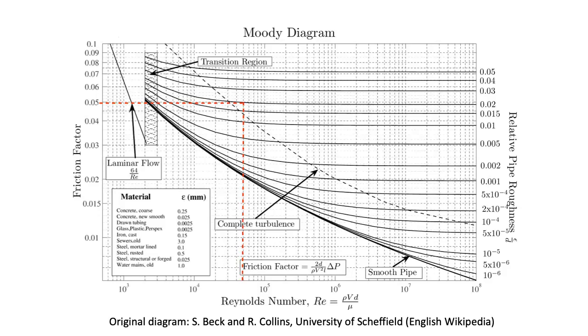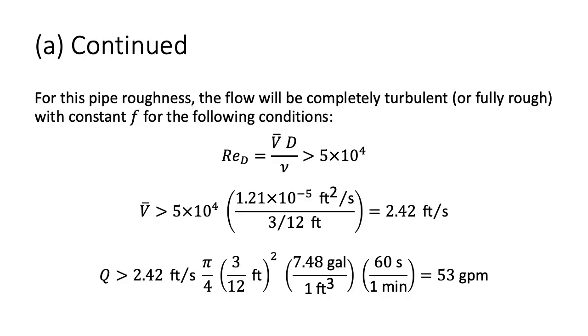Next, we will take a look at the Moody diagram, which plots friction factor versus Reynolds number and relative roughness. For our relative pipe roughness of 0.02, as long as the Reynolds number is above 50,000, the flow is in the completely turbulent or fully rough zone, where the friction factor remains constant with Reynolds number. To verify if we will be in the completely turbulent zone, we will calculate the velocity and volumetric flow rate that corresponds to this Reynolds number range. As shown, as long as the velocity is above 2.4 feet per second, or the volumetric flow rate is above 53 gallons per minute, the flow will be completely turbulent.